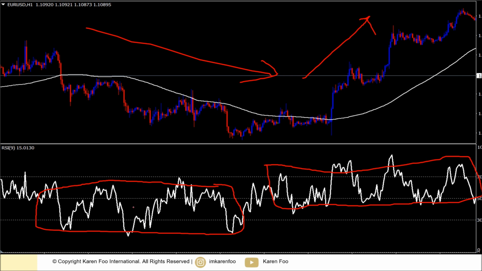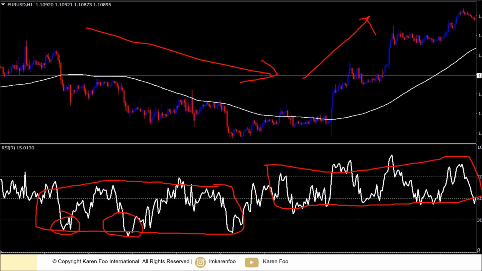RSI is hovering below or very near 50, it has more bearish implications than bullish. But if it is hovering above 50, or you can see most of the time it is in the top portion, then you can say that it has more bullish implications. And the thing about RSI, just like any other momentum indicator, is that in a downtrend, it's going to give you a lot of oversold signals.